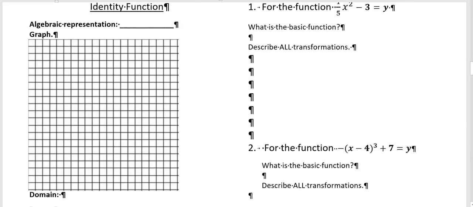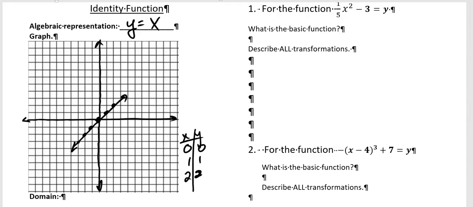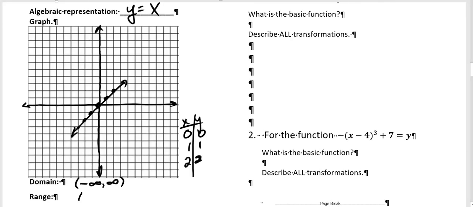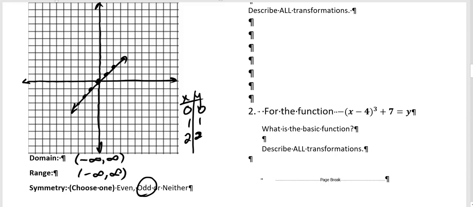Okay, and we have one more, the identity function. The identity function says that y is equal to x. So let's just go ahead and sketch this one. We should be pretty familiar with it. It's a nice linear equation. So I went ahead and sketched that line in. Our domain is -infinity to positive infinity. Our range is -infinity to positive infinity. And symmetry. It's clearly not mirrored about the y-axis, but if I hold this upside down, is it the same graph? It is. So it's odd.